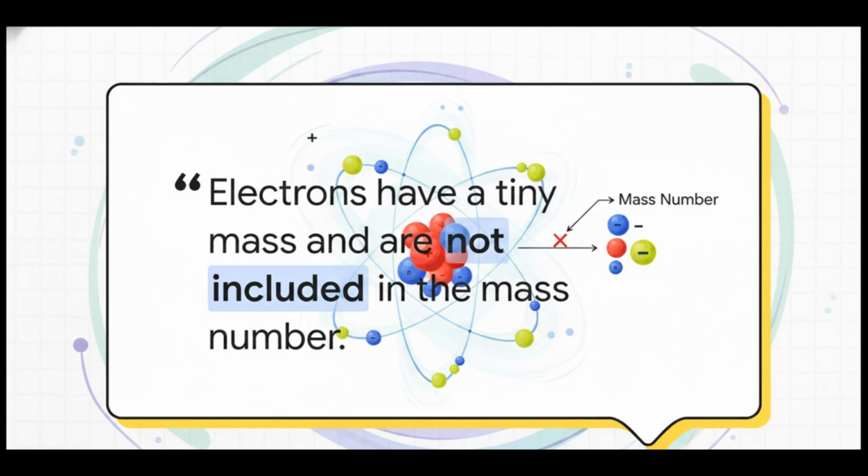Electrons have a very tiny mass and are not included in the mass number. They are just so unbelievably light compared to protons and neutrons that their weight essentially doesn't even count toward the total mass of the atom. You just completely ignore them when calculating mass.